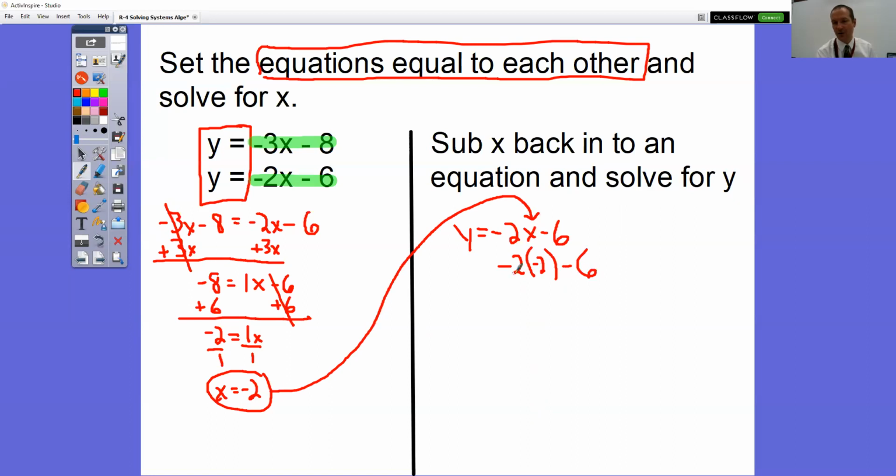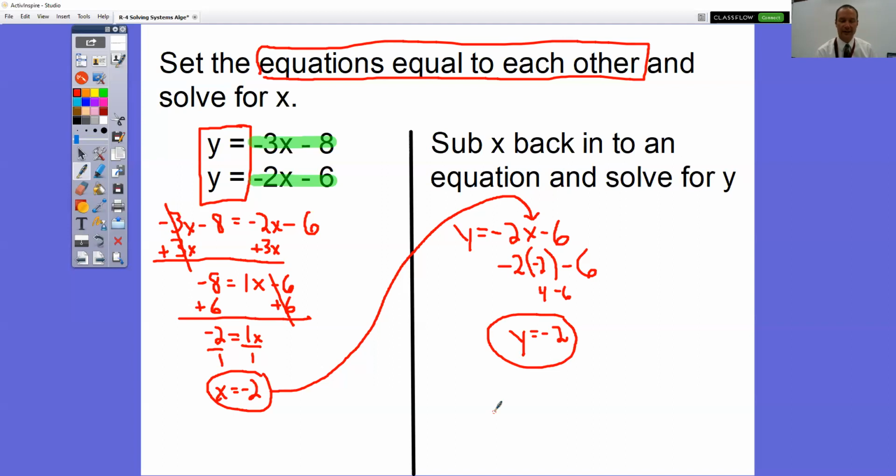You can type this part right into the calculator. Negative 2 times negative 2 is positive 4. 4 minus 6 is negative 2. So I get y equals negative 2. Now, this is just a coincidence. Your x value and your y value are not always going to be the same thing. That's just a coincidence in this question.